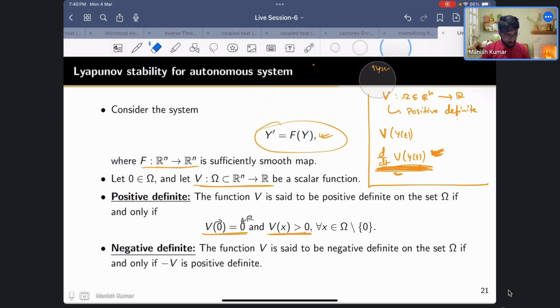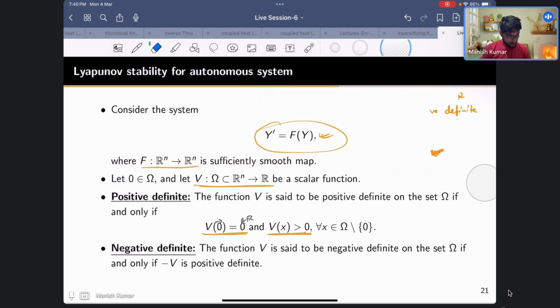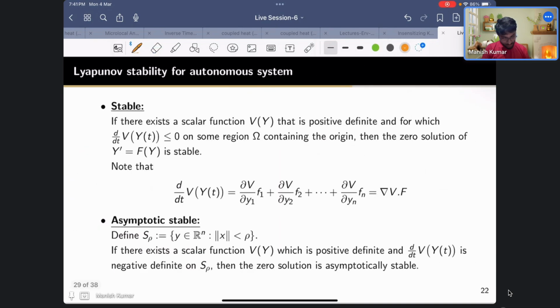Okay. So now let us look at what kind of condition we have. For stable, first let me mention what this d/dt of V(y(t)) is. Suppose V is a function from R^n to R, and if you look at d/dt of V(y(t)), using the chain rule, since V is a function from R^n to R, the derivative of V would be grad V, dotted with y'(t).